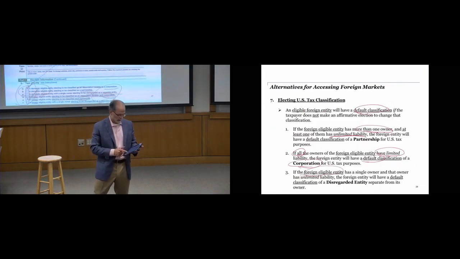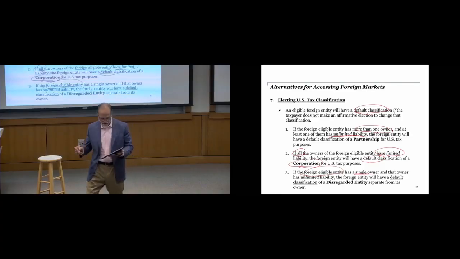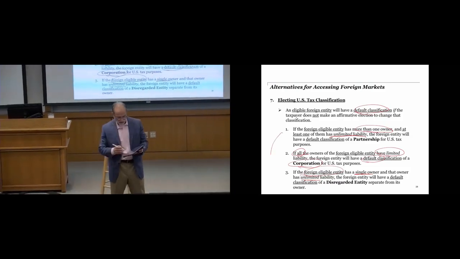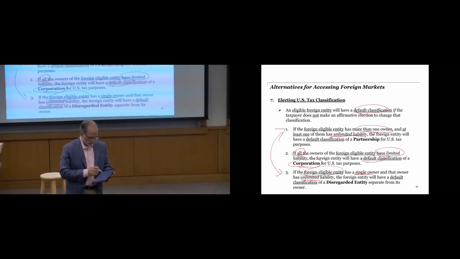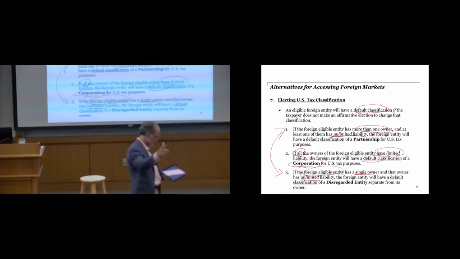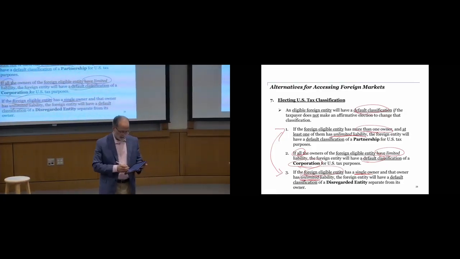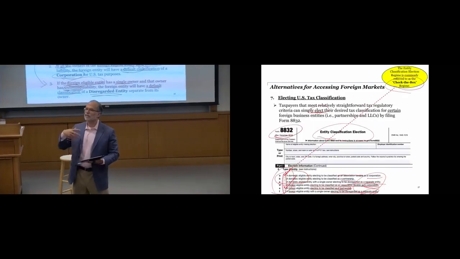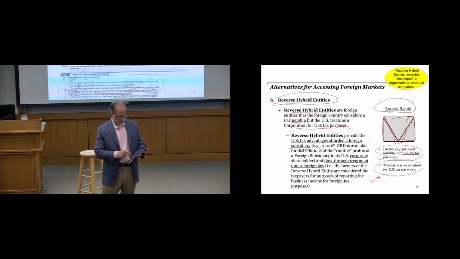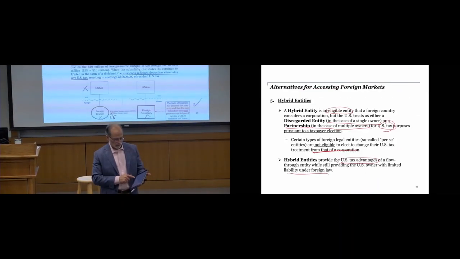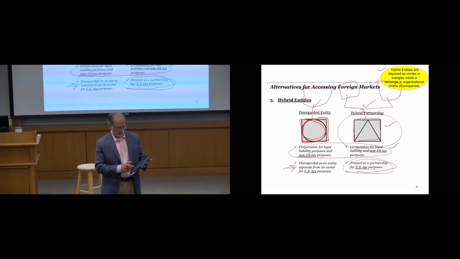Okay? If the foreign eligible entity has a single owner, and that owner has unlimited liability, so I only have one owner, this is the difference between 1 and 3, multiple owners in 1, single owner in 3, then that will default classification to a disregarded entity separate from its owner, similar to a branch. That's this example that we went through earlier. Oh, sorry. This example. This is the disregarded entity.